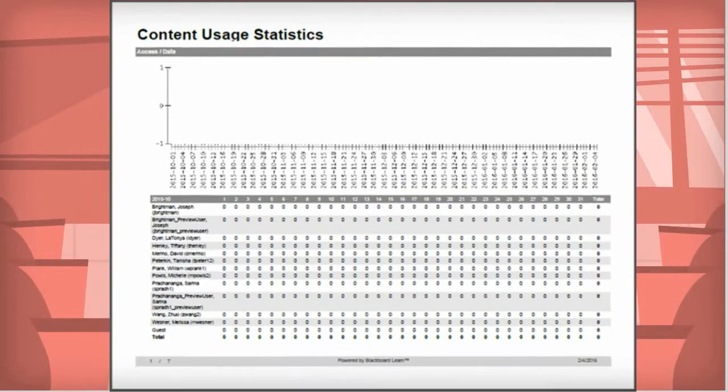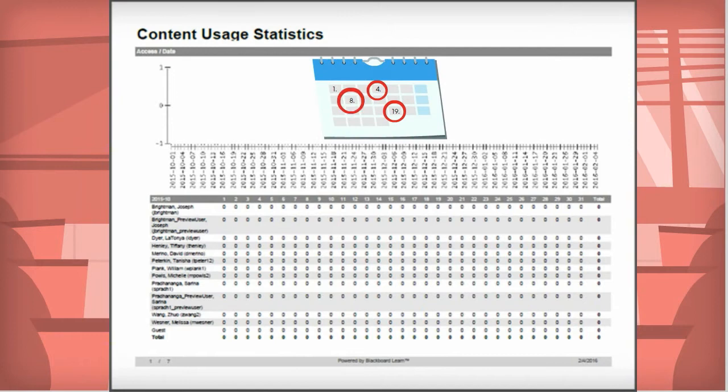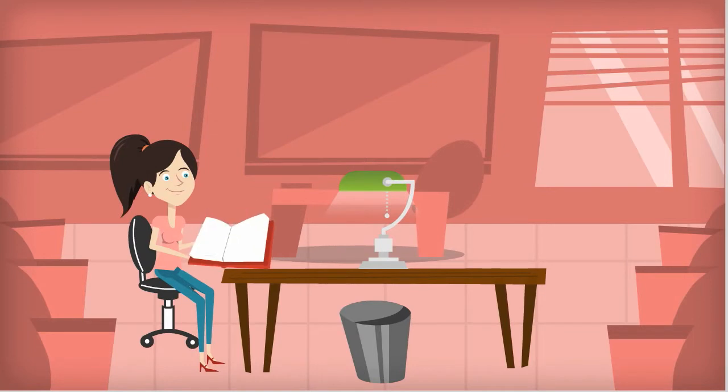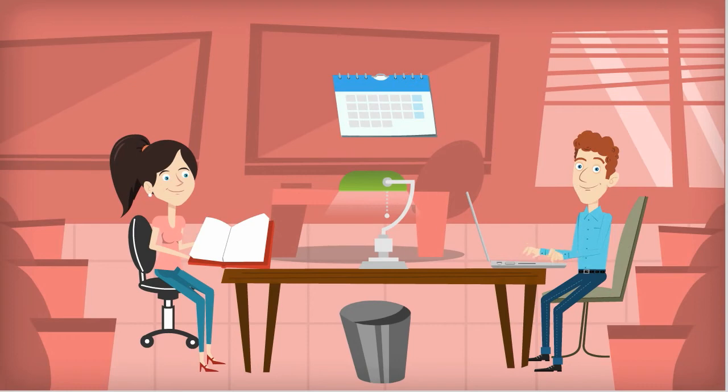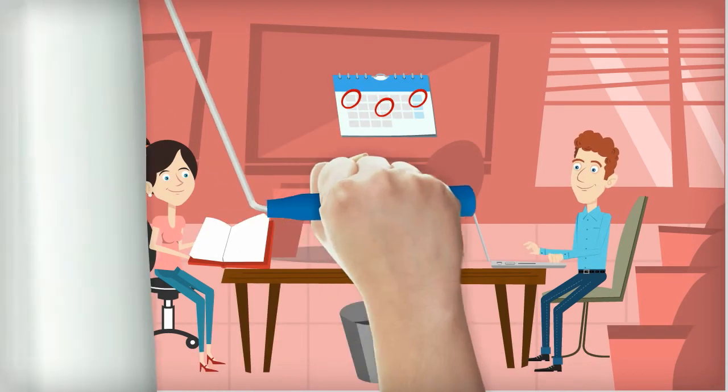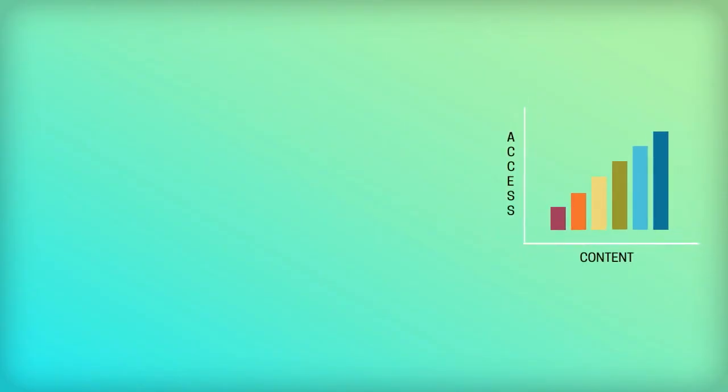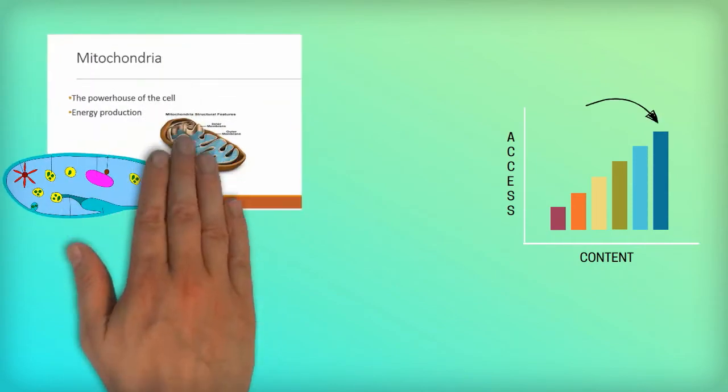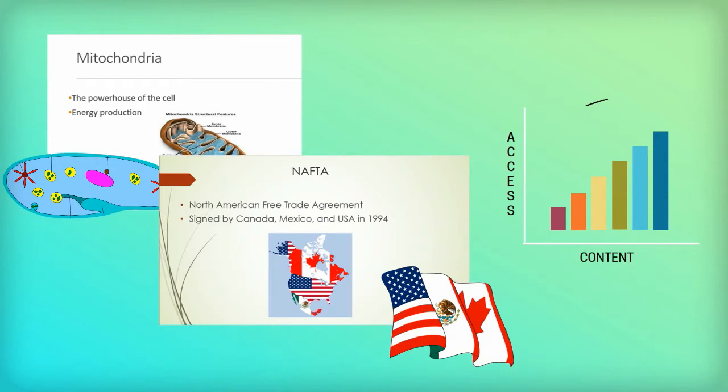The Blackboard and Panopto learning analytics features can provide a day-by-day breakdown showing what content was accessed by your students on a specific day. This information could be useful in determining if a student read an article for a particular class period and how often they access the course materials. With this information, you can determine if students are accessing a particular PowerPoint on cell structure or another one about international trade law at a higher rate.